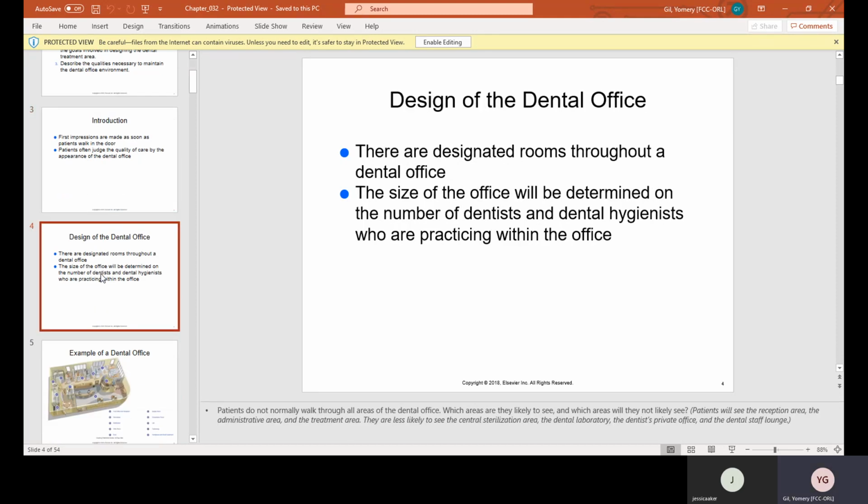There are designated rooms throughout a dental office. The size of the office will be determined by the number of dentists and dental hygienists who are practicing within the office. For example, a private office usually will have about one dentist, maybe two, like an associate dentist. Maybe that associate dentist is there most of the time, or sometimes they'll just have certain days that they come into the office. Also, if it's a private office, sometimes they'll only have one hygienist. So the office will be designed according to how many people they have working there.